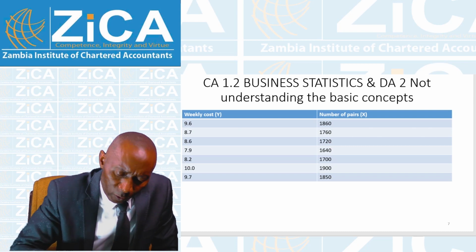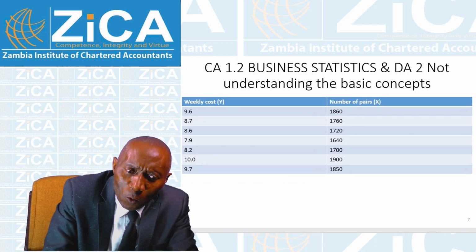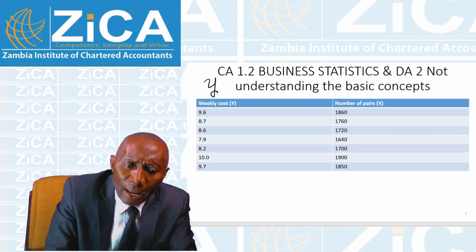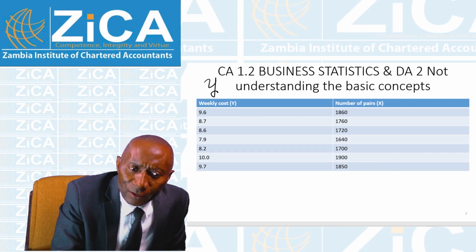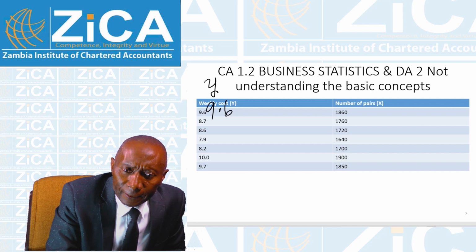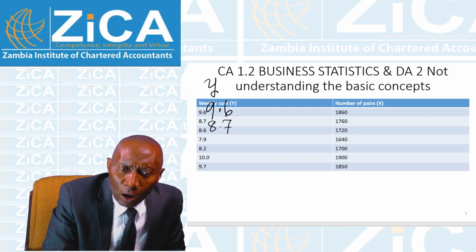Always, you are going to start with the independent variable, which is X. And you have the dependent variable, which is Y. Now, for instance, your X is 1,860. Its corresponding Y value is 9.6. You have 1,760. The corresponding value is 8.7. You have 1,720. The corresponding value is 8.6.